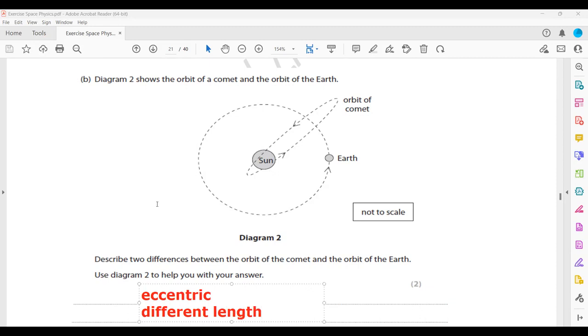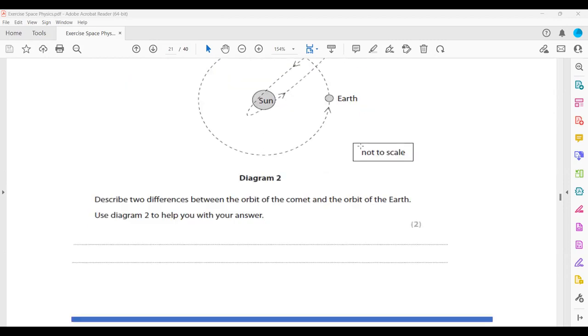And if you check another thing, the Sun is approximately at the center of the orbit of the Earth, but for the comet, it's not at the center. You can mention that point as well: the position of the Sun with reference to the comet.